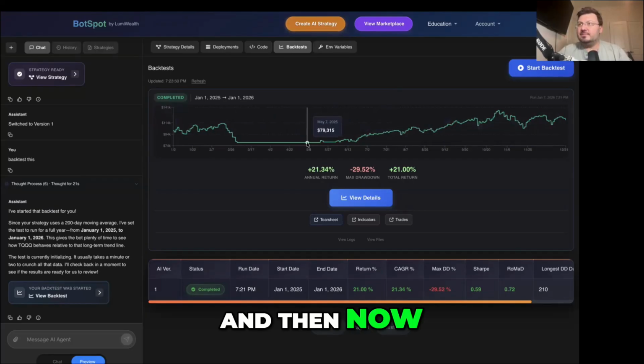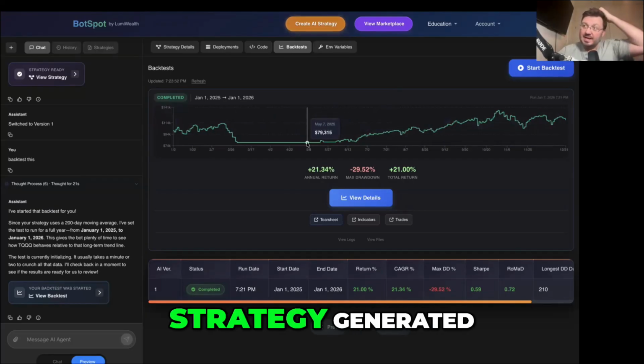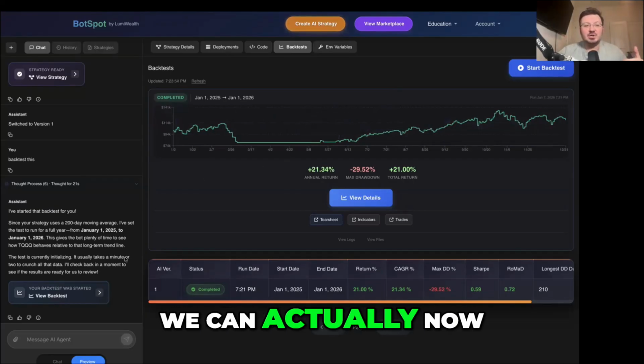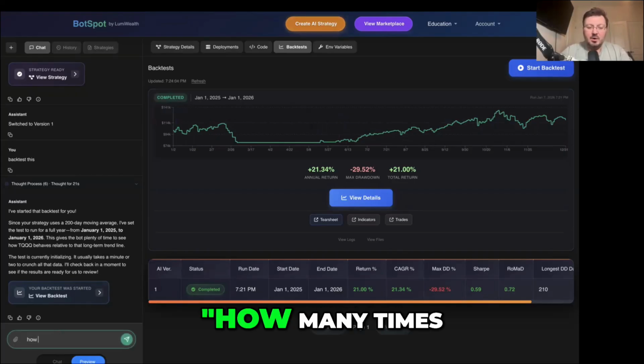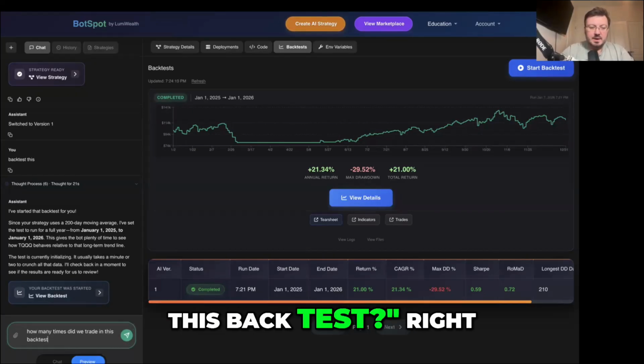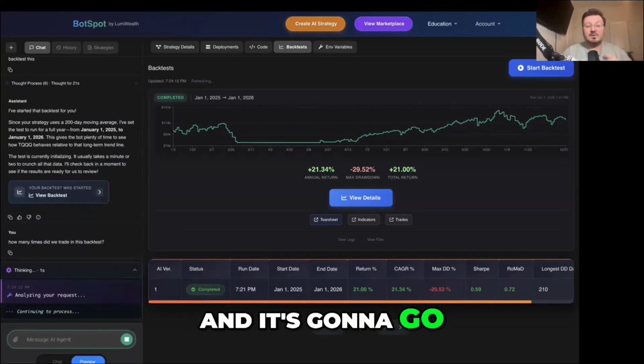And then once we've run the backtest, we can actually talk to the AI about the backtest if we wanted to. We could ask it questions. For example, we can say, how many times did we trade in this backtest? Right? We could ask a question like that, and it's going to go off and check.